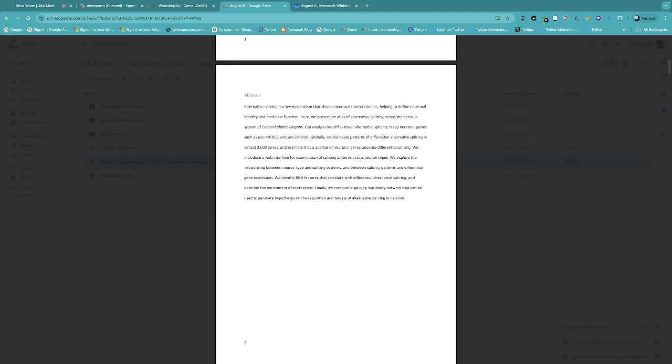Globally, we delineate patterns of differential alternative splicing in almost 2,000 genes. So you can look across your candidate genes, or you can look across the genome. And if you look across the genome, you see that there are these patterns across 2,000 genes. So alternative splicings are ubiquitous, but some genes are more apt to having a lot of isoforms than others. And we estimate that a quarter of neuronal genes undergo differential splicing. So this is where you have this distinct functional imperative for splicings, or where they serve specific functions.